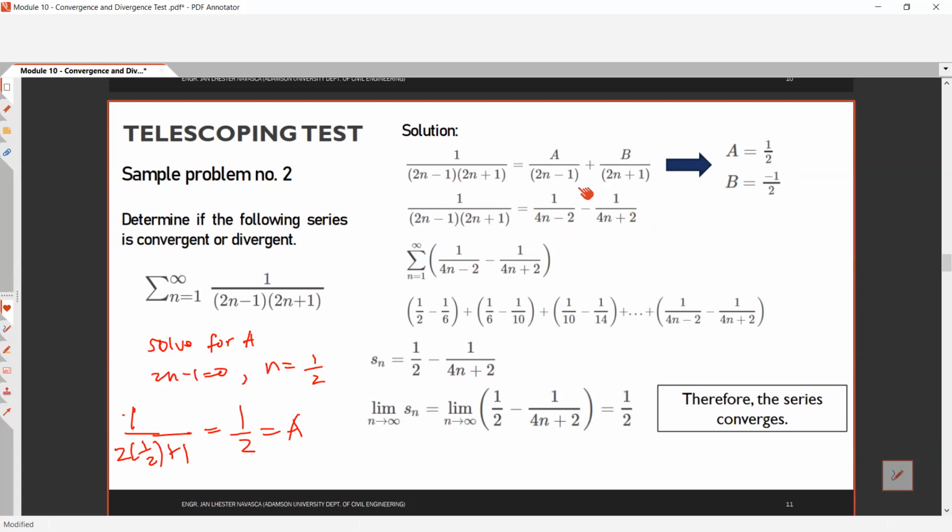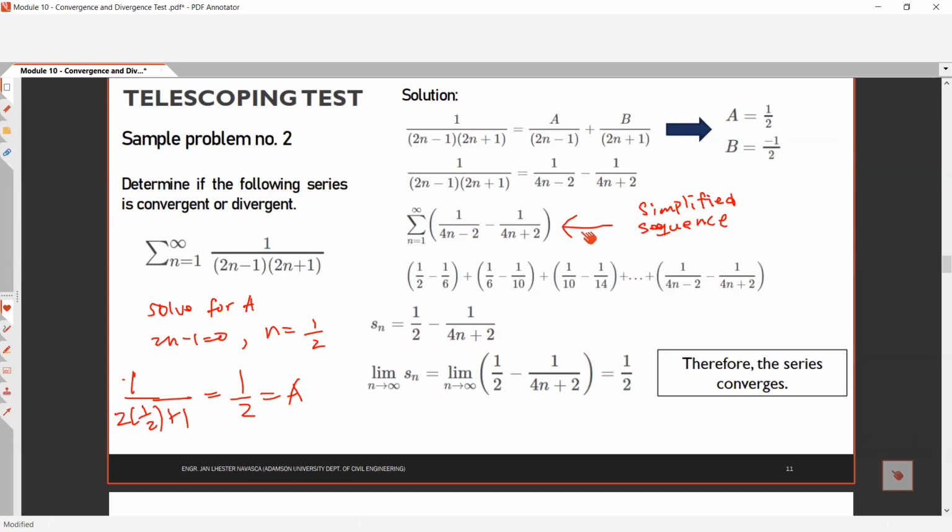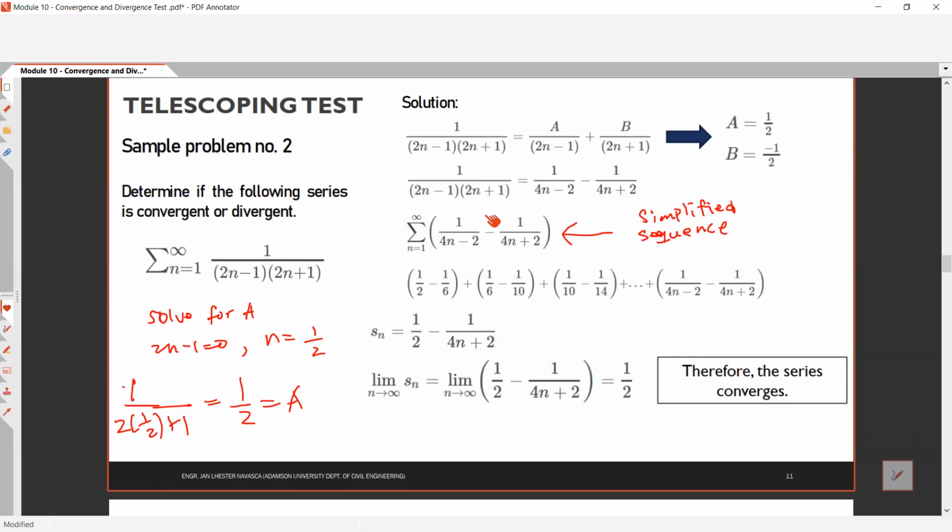So taking these partial fractions, substitute natin siya dito. This will be our new series. Ito na yung magiging series natin. Hindi naman siya new, modified na lang, simplified. So this will be our new simplified sequence. Okay, so using the telescoping test, substitute natin yung n equals 1, 2, 3 hanggang sa may makita tayong pattern.